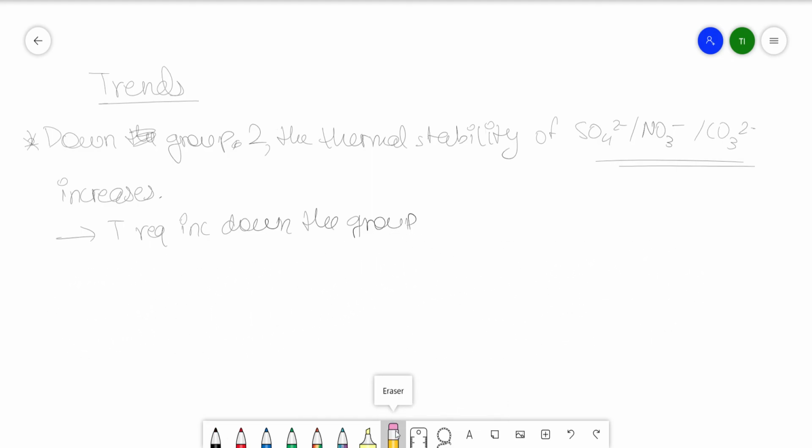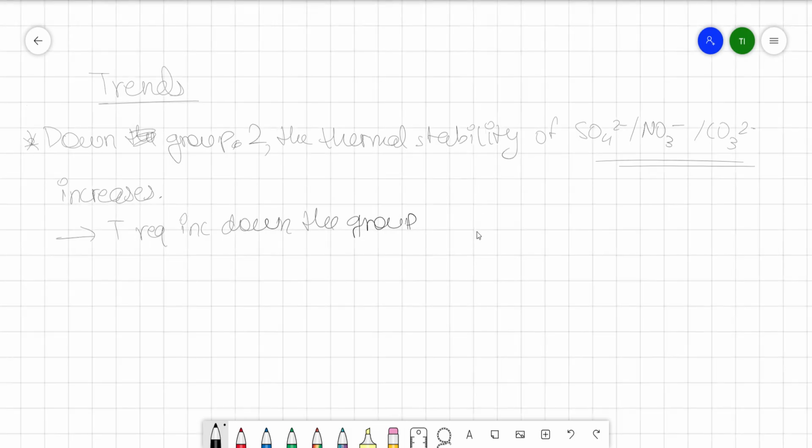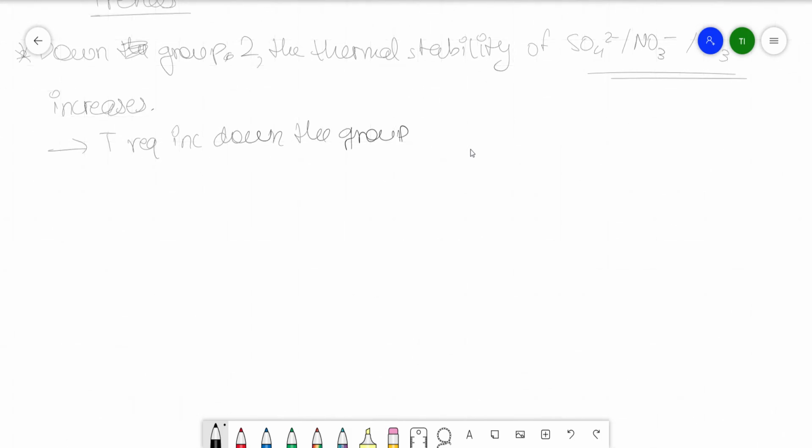All you have to do is accept that down group 2, the thermal stability of sulfates, nitrates, and carbonates increases. Okay. Another thing is the solubility. Oh, I forgot to add in also hydroxides. So for almost every anion, if I'm not mistaken, down the group the thermal stability increases.